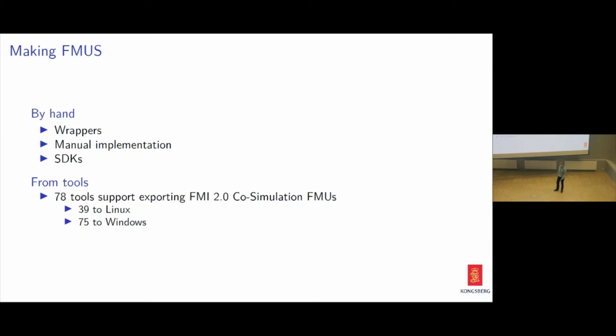The great thing is that you can also make them from tools, and we'll see examples of that as well. You can take your Simulink spaghetti diagram and just make it into an FMU. Then you can share that FMU with someone else, and they can run it without having Simulink or having to look at your diagram at all. There are 78 tools currently, taken from the FMI homepage, that support co-simulation 2.0 export. Of those, 39 support Linux and 75 support Windows. I wish there were more for Linux, to be honest.